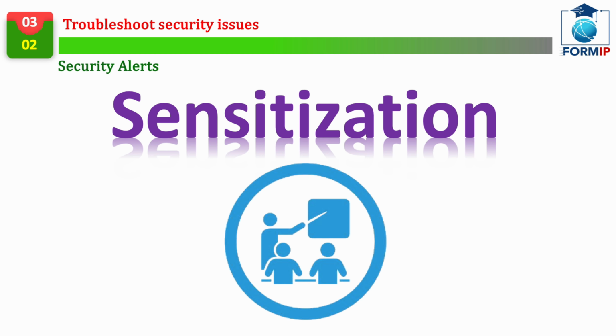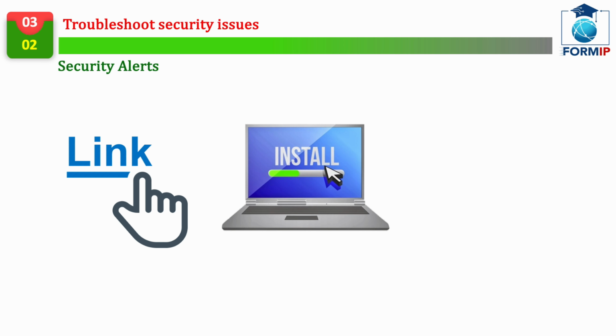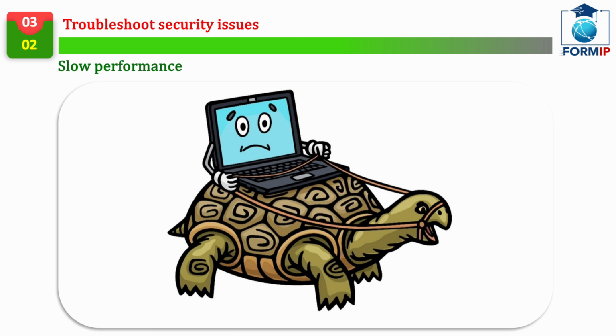So, here's what you should avoid doing. Never click on links if you don't have any information. Never agree to install software that you don't know. And avoid, at all costs, clicking faster than your shadow on unknown windows. Slow performance. Now, let's see the symptoms that would cause slow performance of your PC.